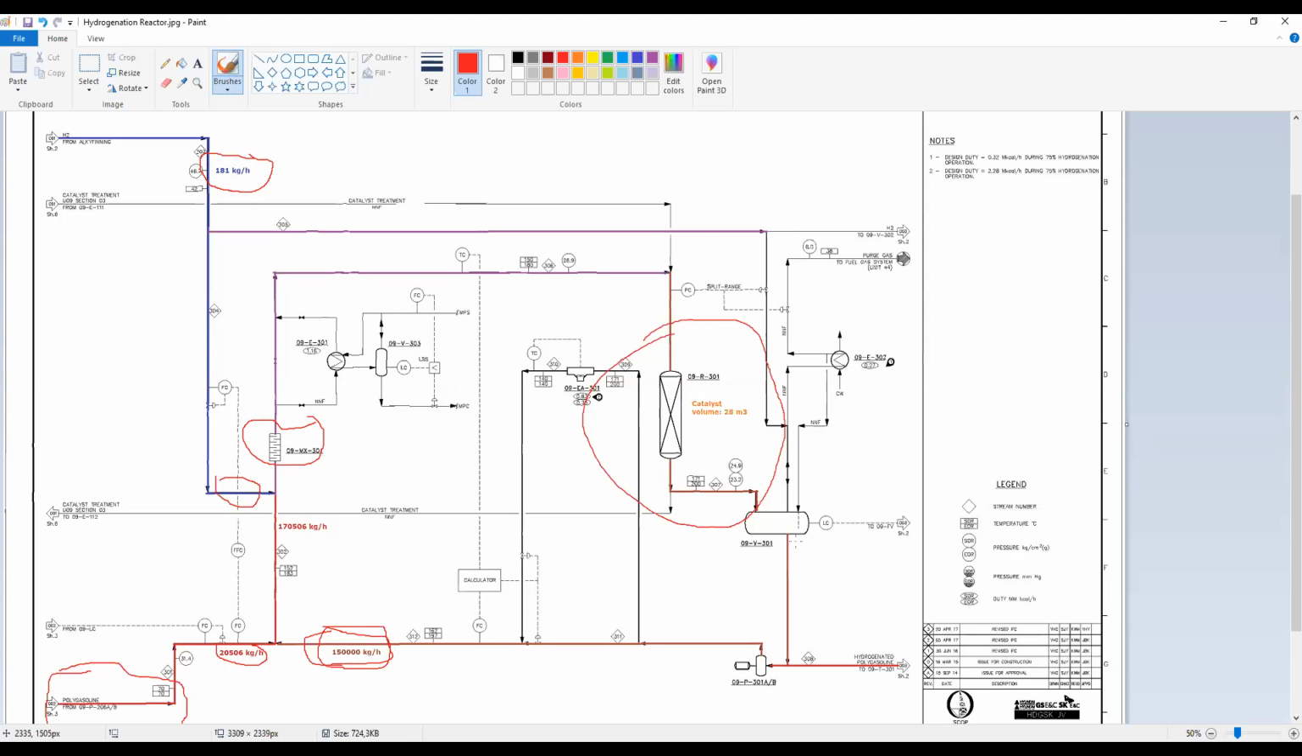So from this vessel here, V301, you have your products. So part will be sent to the following section, and then part you recycle back to be mixed with the feedstock. Here you can see also that you have a lot of calculators for the hydrogen injection, and you have a lot of process control here in the unit.